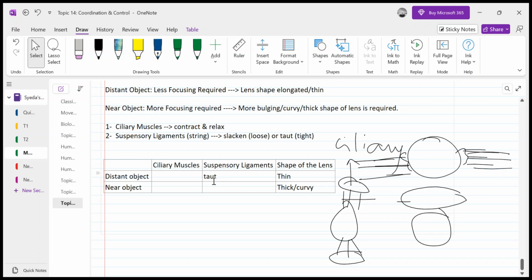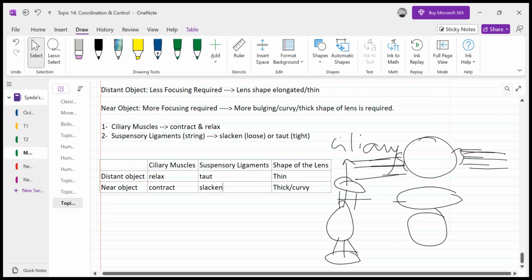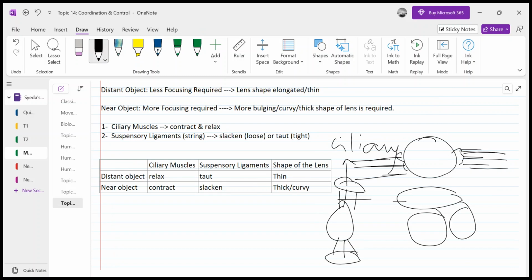So the suspensory ligament would be taut when the ciliary muscles relax. Whenever they relax, the suspensory ligaments are taut. And whenever the ciliary muscles contract, these suspensory ligaments slacken, they become loosened, which makes the lens bulge again. They will be making this bulging, right?